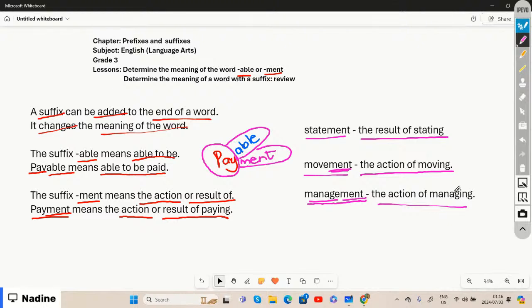So that is basically a few examples of words with the suffix that is added to it. So the suffix specifically that we made mention of is ment. And we said the meaning of ment is either the action of something or the result of something.